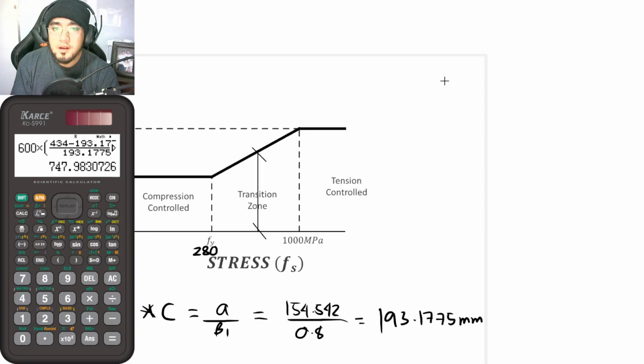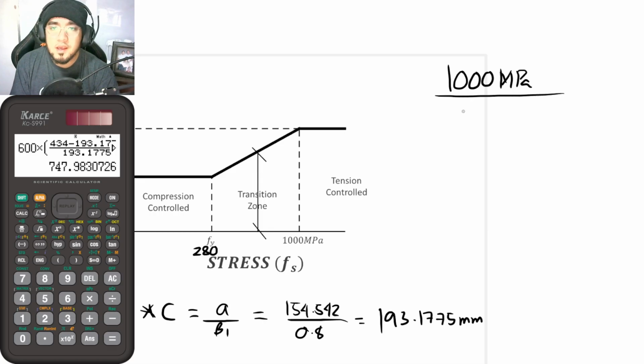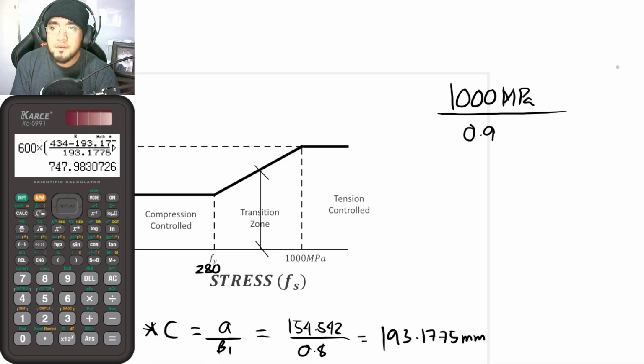So, for example, if Fs is equal to 1000 megapascal, the value of phi is 0.9, correct? Okay. But if the Fs is 280 in this case, then the phi is 0.65. So this is now our ratio.